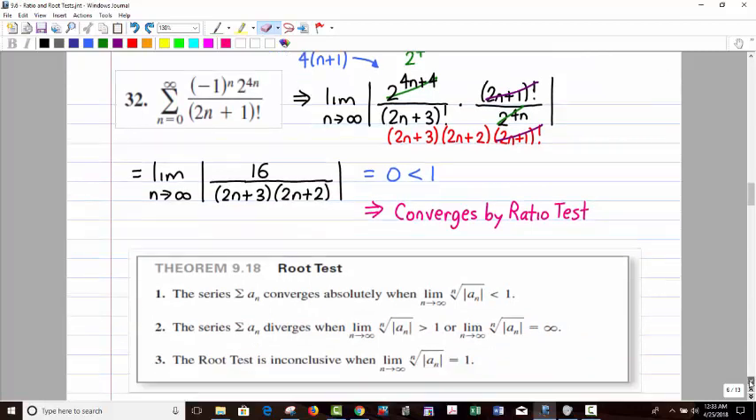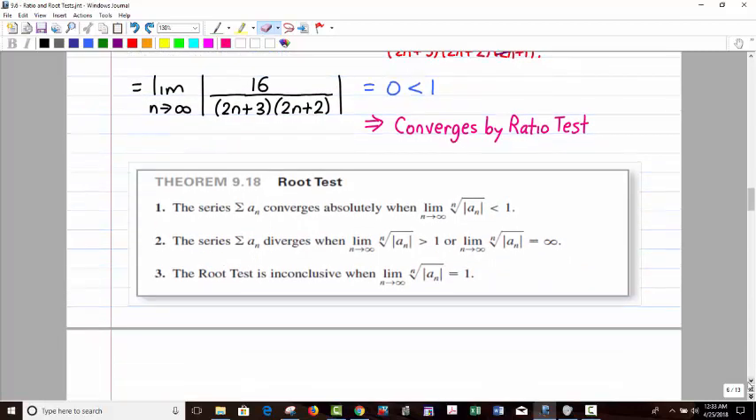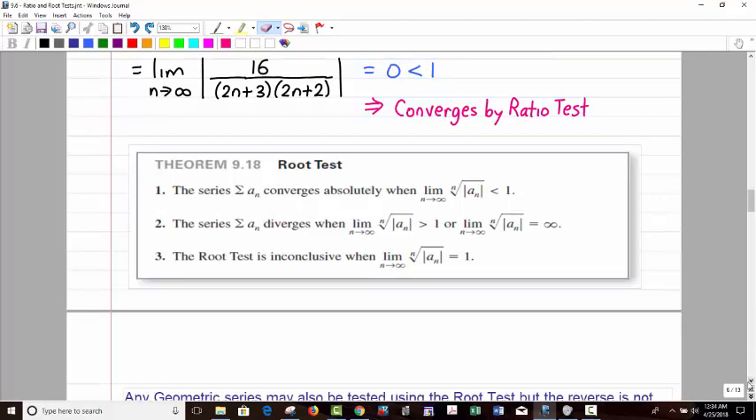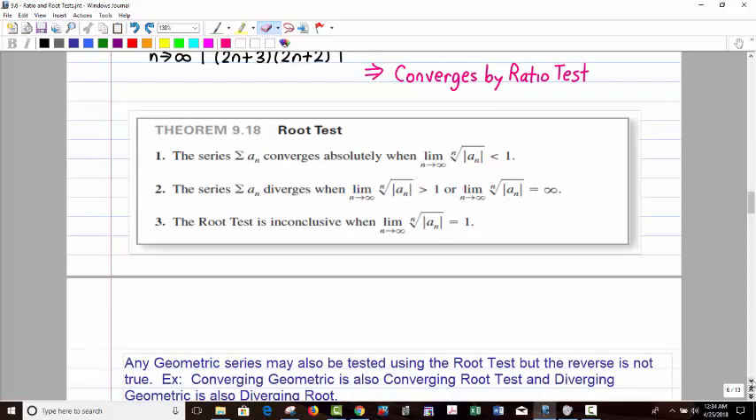Now let's take a look at the root test. This is an interesting one here. It's pretty easy to work with. You're going to see it's primarily for series where the whole thing is raised to the nth power, or it could actually be some multiple like 2n or something like that.